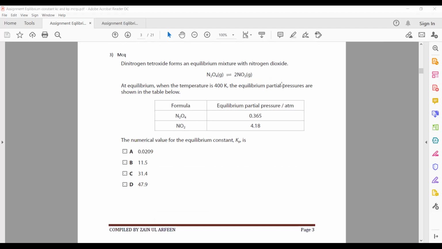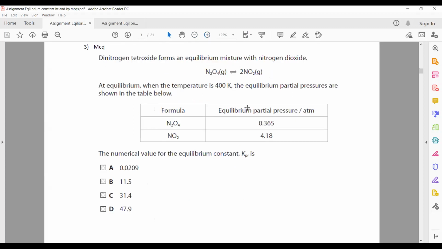What is the value for Kp in this numerical question? Dry nitrogen tetroxide forms an equilibrium mixture with nitrogen dioxide at equilibrium when the temperature is 400 Kelvin. The equilibrium partial pressures are shown. So they will directly give you the partial pressures. Numerical value of Kp.